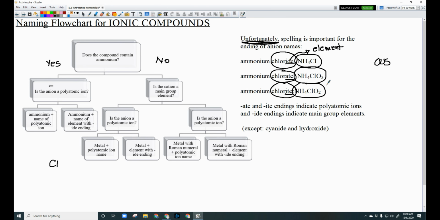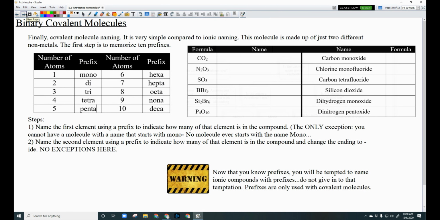And of course, this is chemistry, so there's two exceptions: cyanide, which is CN, -1 charge, and hydroxide, which is OH, -1 charge. Those are two exceptions. They end in ide, but they're polyatomic ions. I know, a lot to remember, but we'll get through it, I promise.